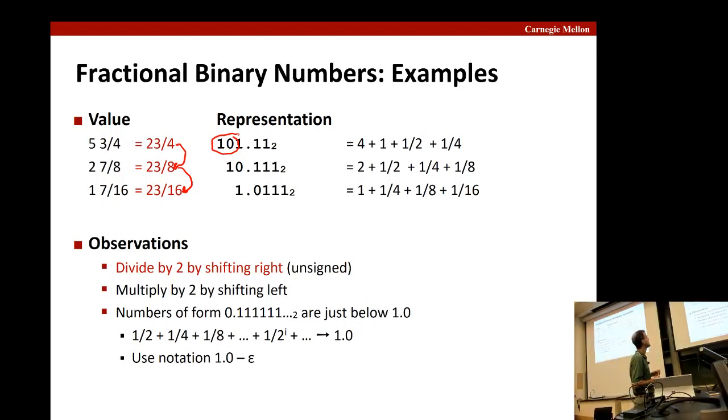And notice that if you have the number 0 and a bunch of 1s, that's really close to 1. Because it's half plus a quarter plus an eighth plus a 16th and so forth, and that almost makes it to 1. In the limit, with an increasing number of bits, you would get to 1, but in general it's going to be 1 minus whatever you've lost off the end. Okay, 1 minus epsilon.